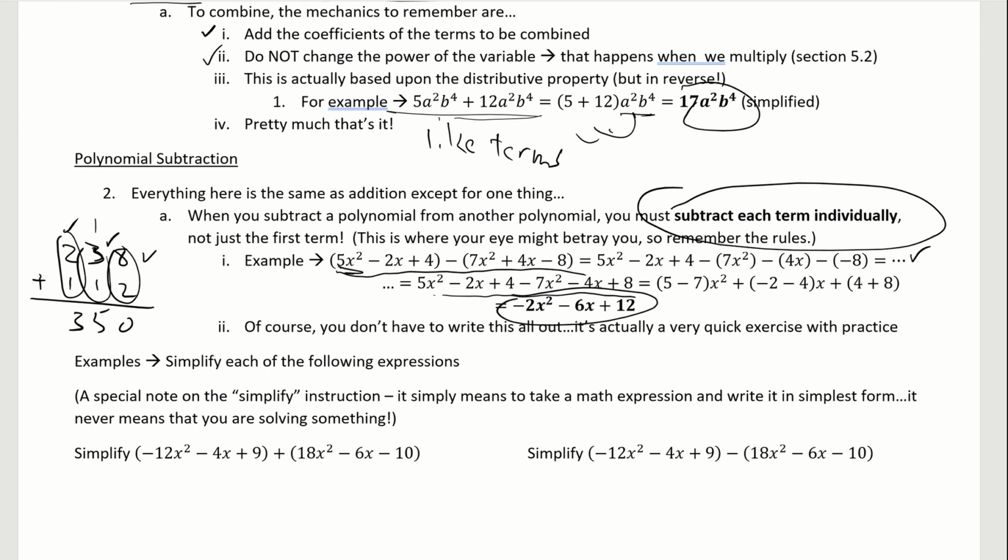Well, these are the x squareds, okay, and they get combined. These are the x's, and these are the numbers, okay? So it's the same thing.